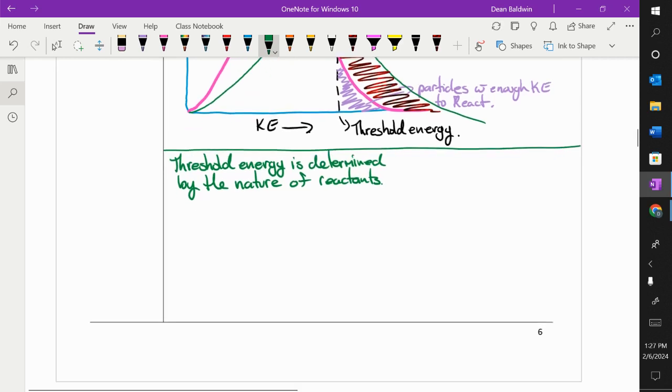So if we look at two reactions, we have nitrogen plus magnesium. I don't really care about the products. And we have iodine plus magnesium. Okay? I don't care about the products. All right.